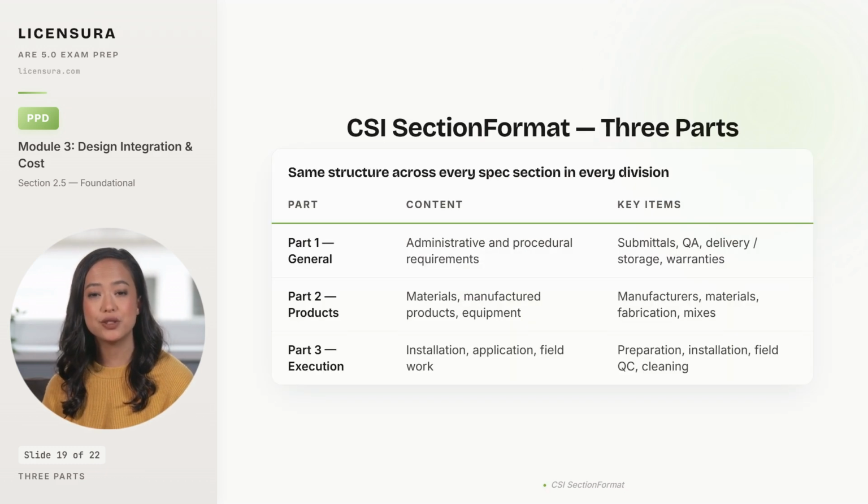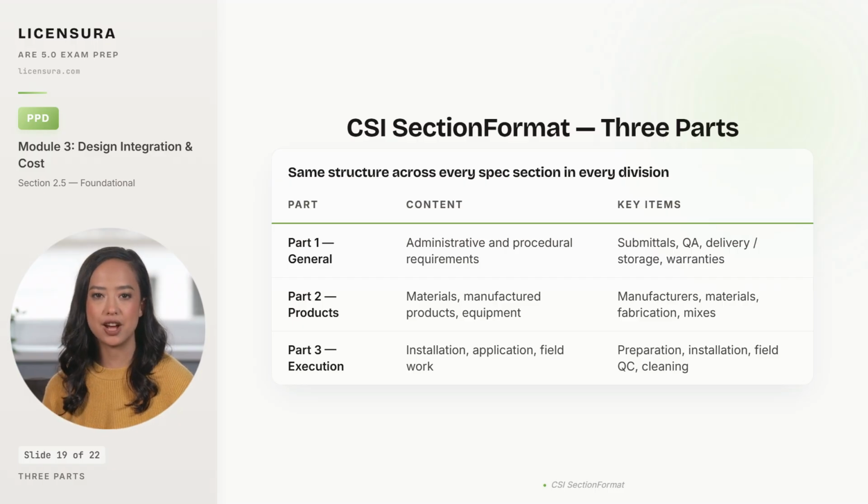3 parts, 3 content domains, and every spec section follows the same order. Part 1 General covers the administrative and procedural requirements for the section. Submittals like shop drawings and product data. Quality assurance like manufacturer qualifications and mock-ups. Delivery and storage requirements for the materials. And warranty terms for the installed work. If the contractor wants to know what to submit before fabrication, they look in Part 1.